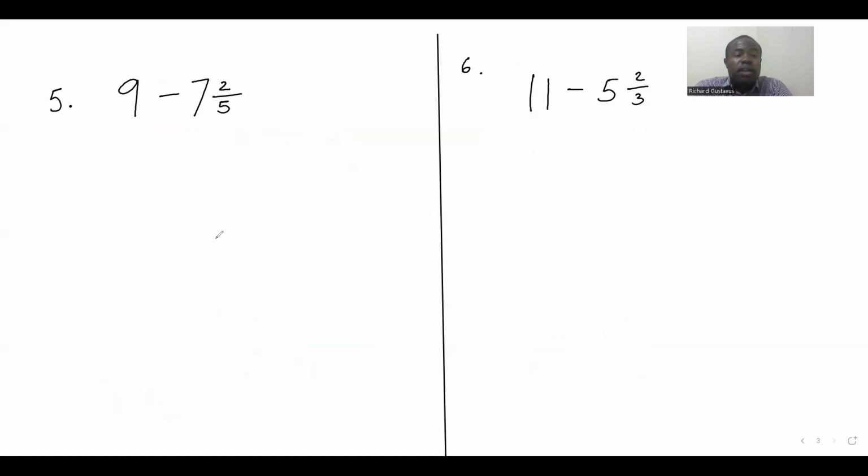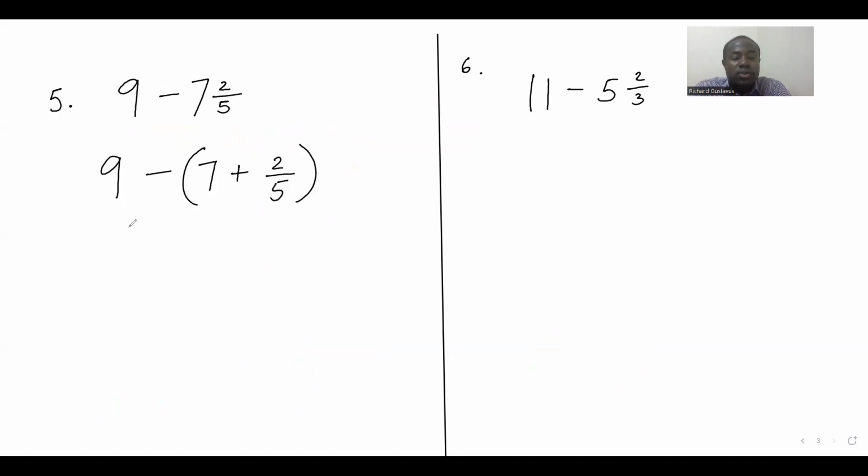All right, guys, let's look at number 5 now. For number 5, guys, we have the whole number in front and then the common fraction comes after. So we can rewrite this as 9 minus, I'm putting parentheses because after the subtraction sign comes the mixed number, right? So this will be the same thing as 7 plus 2 over 5.